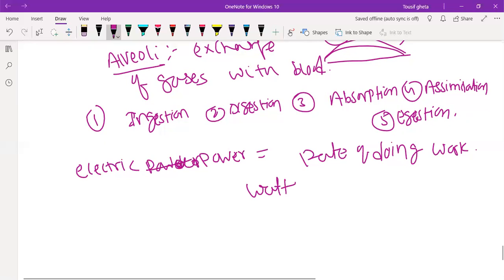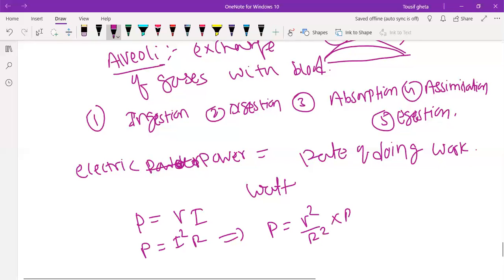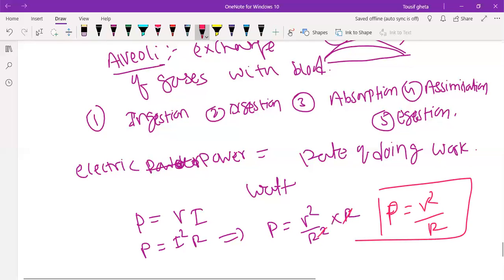Now write the expression relating electric power with the potential difference. P is equal to VI. V can be written as IR. So P is I into I, that is I squared R. I is equal to V by R, so I squared is V squared by R squared, into R. R cancels, so P is equal to V squared by R is the formula. Potential difference with the resistance.